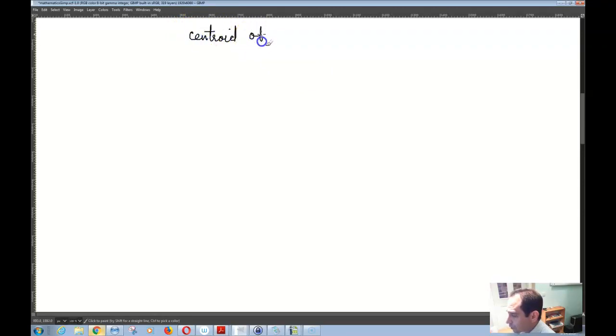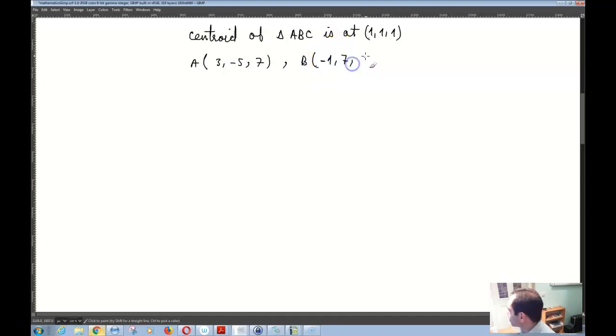The centroid of triangle ABC is at (1, 1, 1). If the coordinates of A are (3, -5, 7) and the coordinates of B are (-1, 7, -6), find the coordinates of the point C. What are the coordinates of the point C?